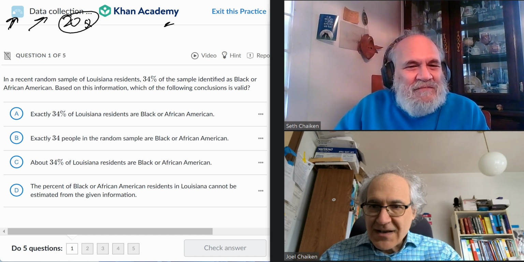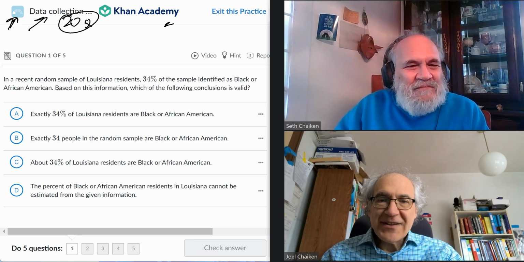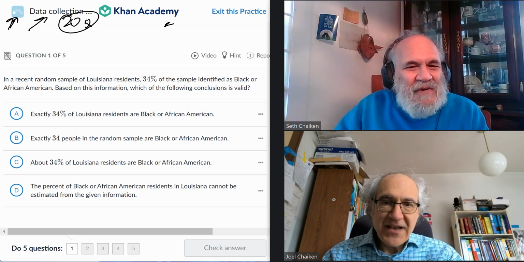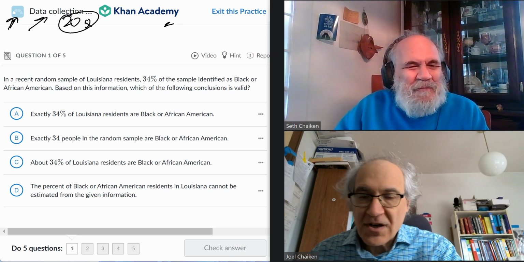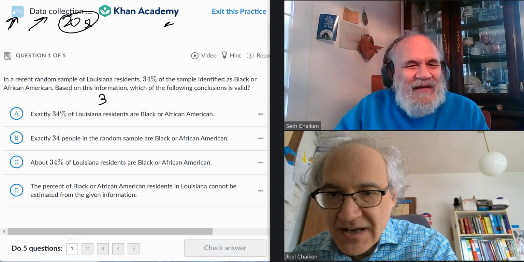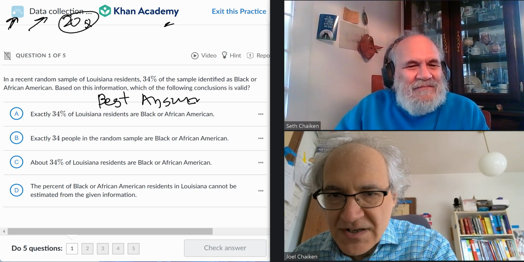In a recent random sample of Louisiana residents, 34% of the sample identifies as Black or African American. Based on this information, which of the following conclusions is valid? So in these questions, you really have to use common sense, and the operative word here is "best." Which is the best answer? I think that's the way you have to approach these things.